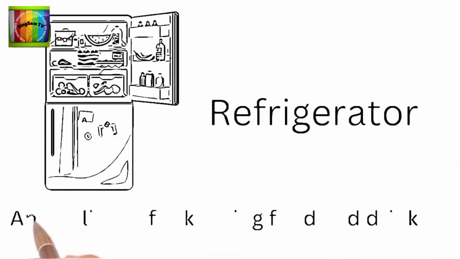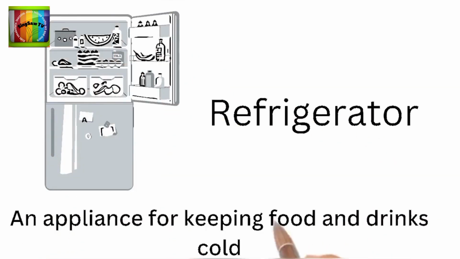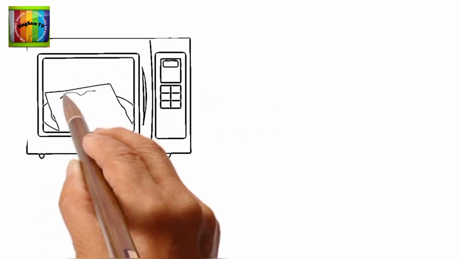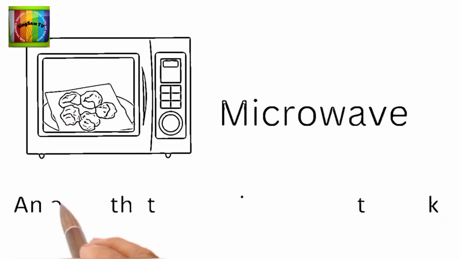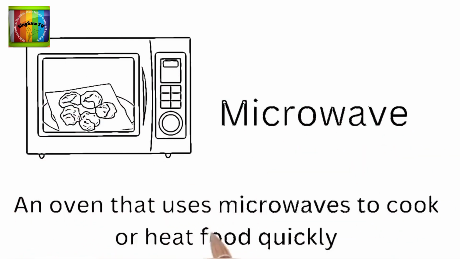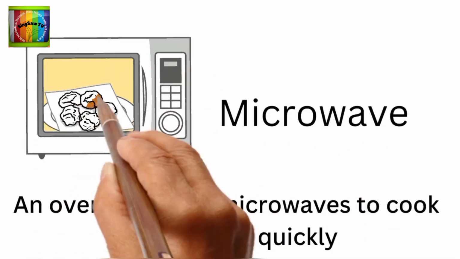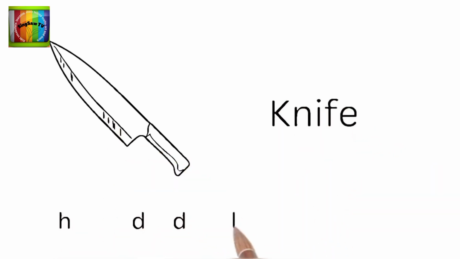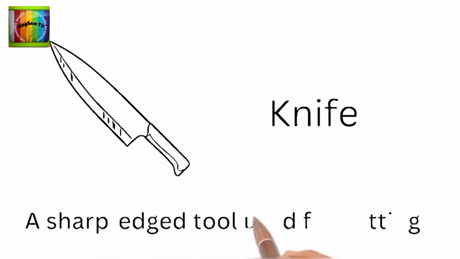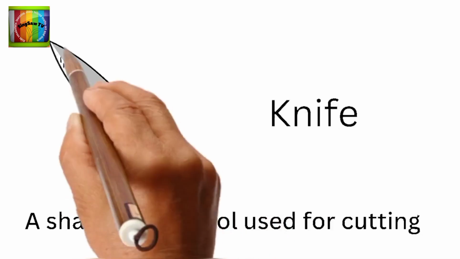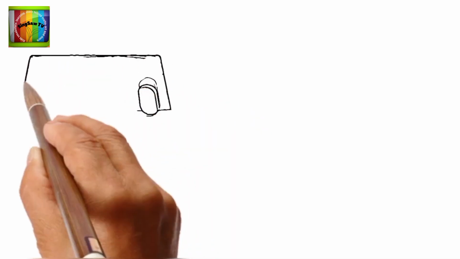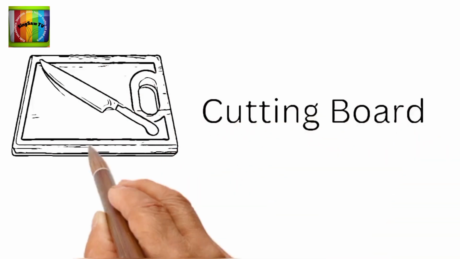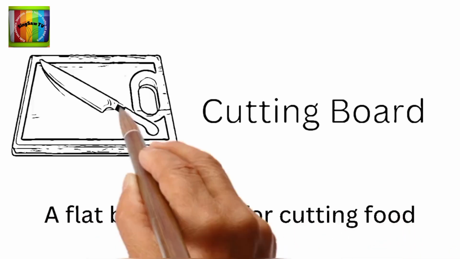Refrigerator. An appliance for keeping food and drinks cold. Microwave. An oven that uses microwaves to cook or heat food quickly. Knife. A sharp-edged tool used for cutting. Cutting board. A flat board used for cutting food.